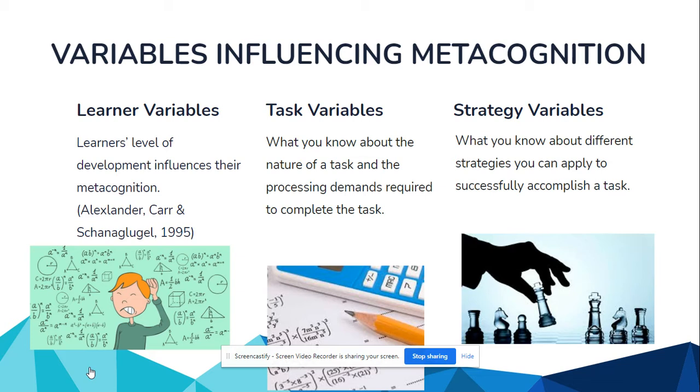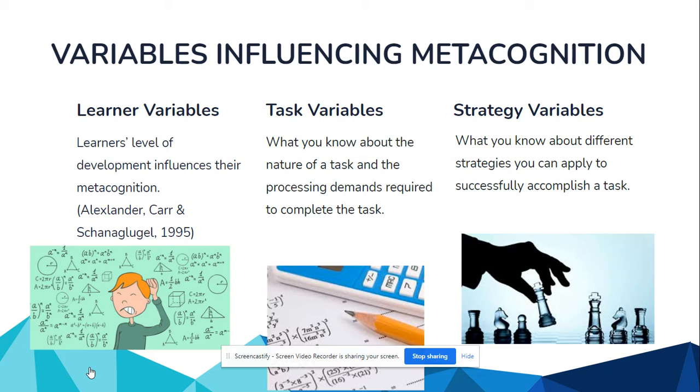So, what needs to be done? What do you have to have in order to have that task completed? And then lastly, it's the strategy variables. What you know about different strategies you can apply to successfully complete a task. Or, in other words, making yourself a plan. For example, putting these three things together.